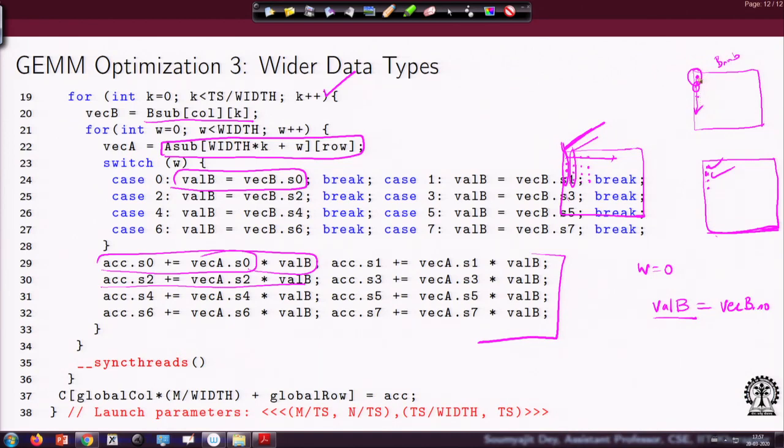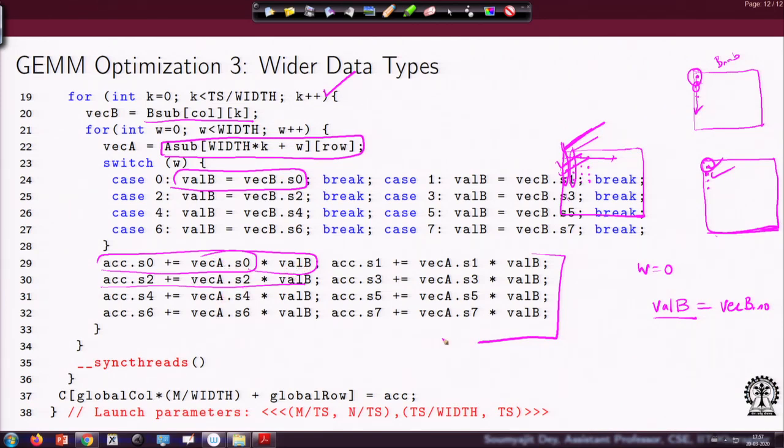I am just choosing which component to multiply, because for computing this value I need this one to get multiplied with this, for computing the next value I need the next one, that is vk dot s1, to get multiplied with the same value. For the next one again I need vk dot s2 to get multiplied with the same value. That is why I am choosing this value here using the switch case, and I am using that as val b in all the accumulations.